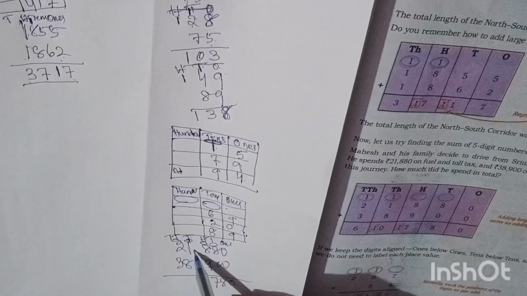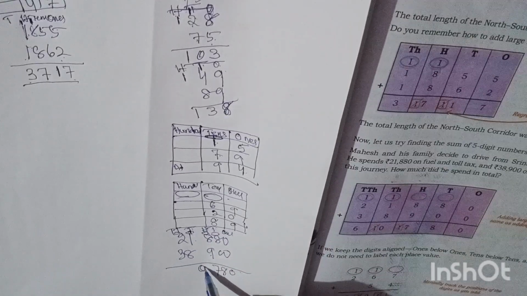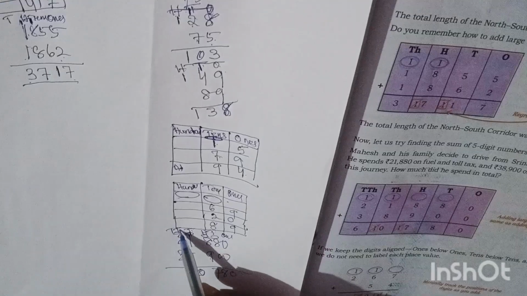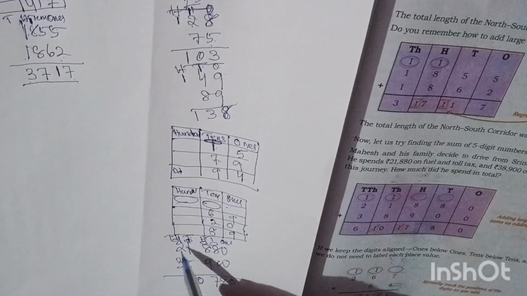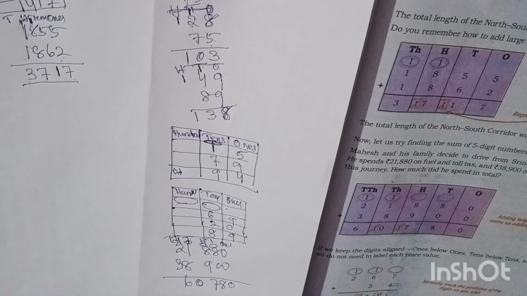Then 1 plus 1 is equal to 2. 2 plus 8 is equal to 10. 1 carry to 10,000 place, then add 3 plus 2 plus 1 is equal to 6. That is 60,780. The total amount spent is 60,780.